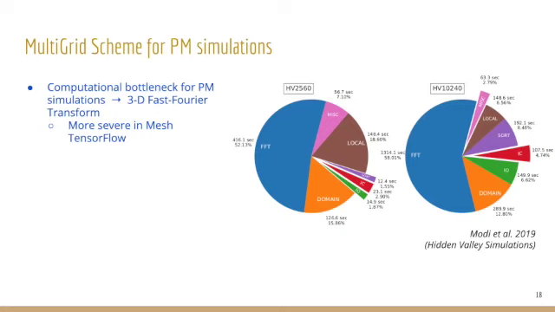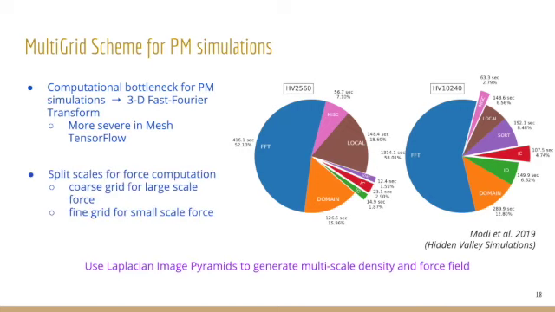So this is a 2560 simulation and a 10,000 cube simulation that we ran on Cori. And you see that in both cases, more than 50% of the time is taken simply by 3D FFTs, which makes sense because 3D FFTs essentially require all-to-all communication. So for every rank, the data is transferring from all ranks to all ranks in this case. This is much more severe in Mesh TensorFlow because it's a new framework and they do not have optimized FFTs yet.